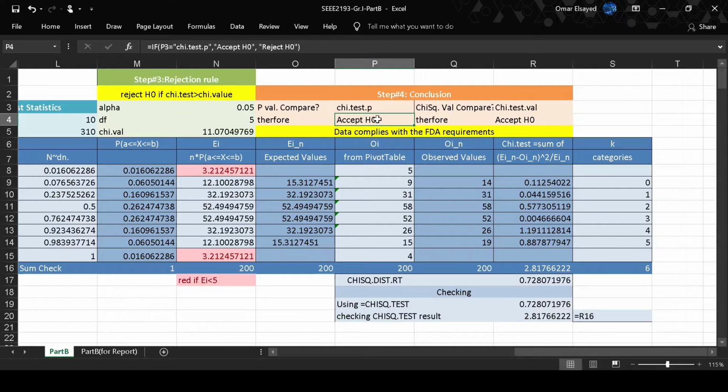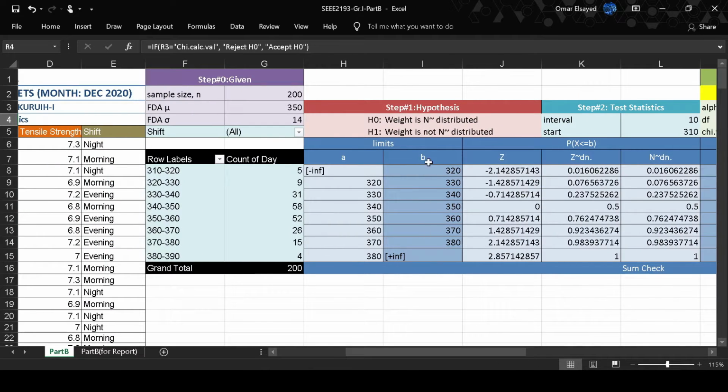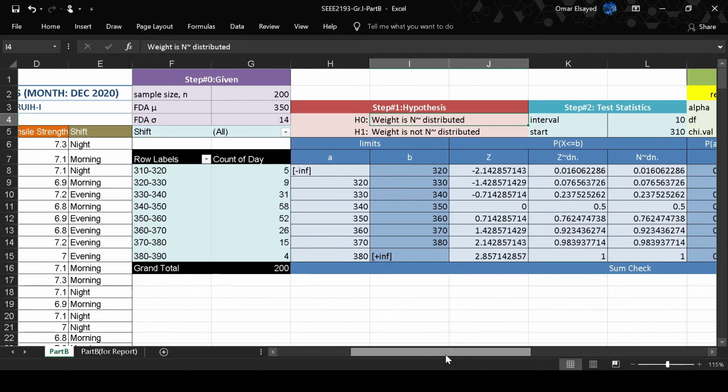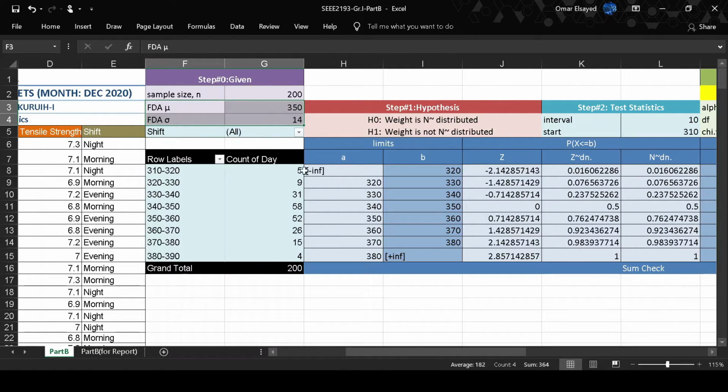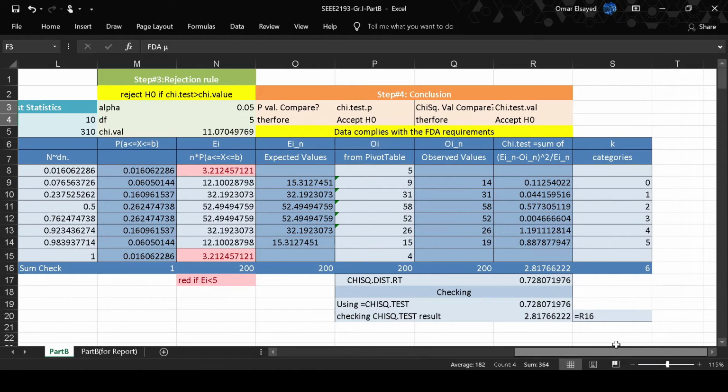So with both methods, we can see that the result is that we are accepting H naught. H naught, as we specified earlier, is that the weight is normally distributed, meaning that since the data is normally distributed and is following the FDA requirements, it means that the production data follows the FDA requirements. So that's it for FDA part B, and now we will go to part C.